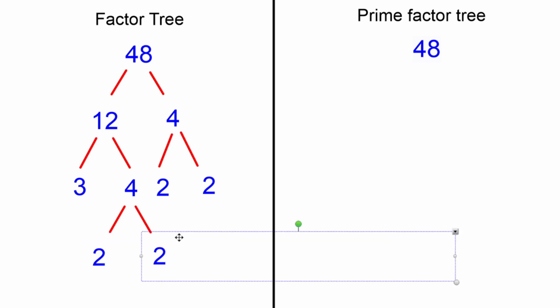And that's it. That's the end of my tree, basically. Okay, now if I did 6 here and 2 here, then that's 6. I will just branch it down to 3 and 2. Okay, but that's a factor tree.